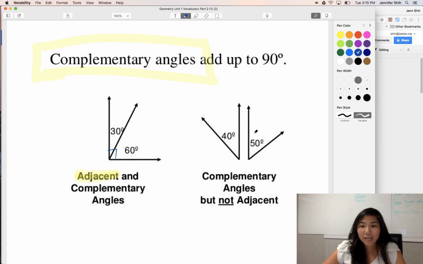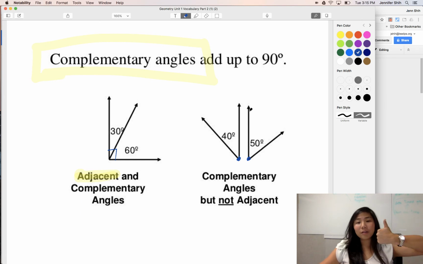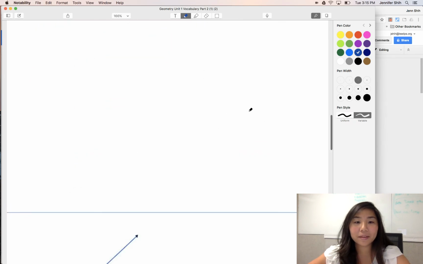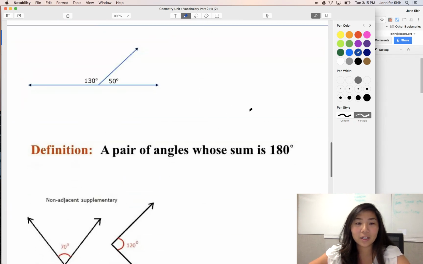However, these angles are also complementary, but they are not adjacent. So they do not share a vertex, and they do not share a side. Yet, because they add up to 90 degrees, they are still complementary. That's what complementary angles are. Half of our vocabulary is done.